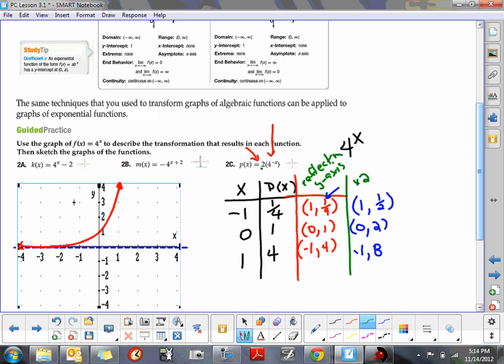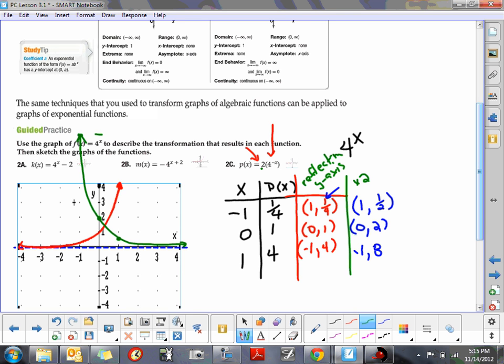So we got 1 and then a half, so we'll go up 1 and a half, plot that point, go to 0, 2, there's that point, and we go to negative 1, 8, which is going to go way off my graph here, but just try to replicate where that would be. There's got to be somewhere up in there. So here comes our graph.